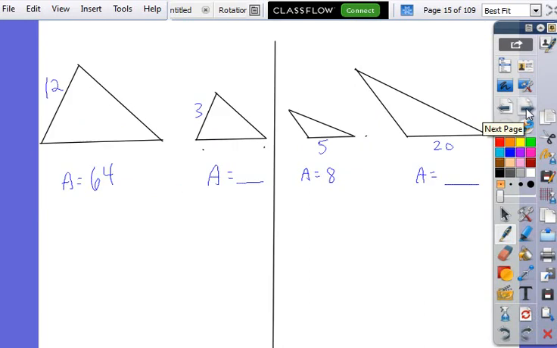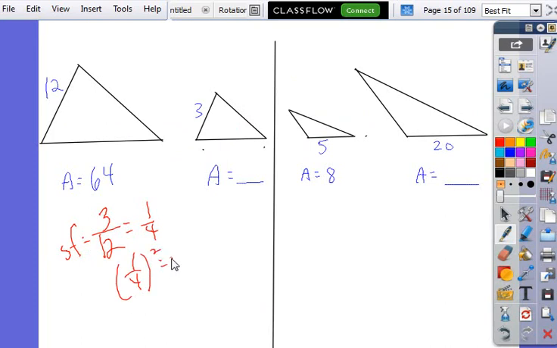What's the scale factor right there? 1/4. Why is it 1/4? Second divided by the first. What happened to the triangle? It got smaller. The only way it can get smaller is if the scale factor is between 0 and 1. What would I do with that 1/4? Square it, you get 1/16. Then do the first area times that to get the answer. It'd be 4.